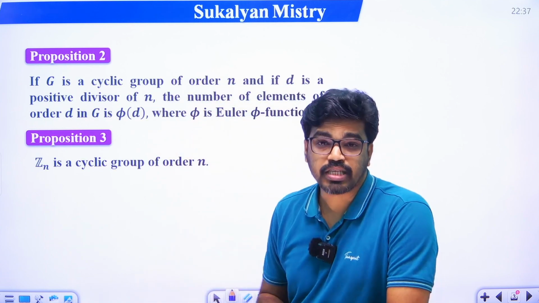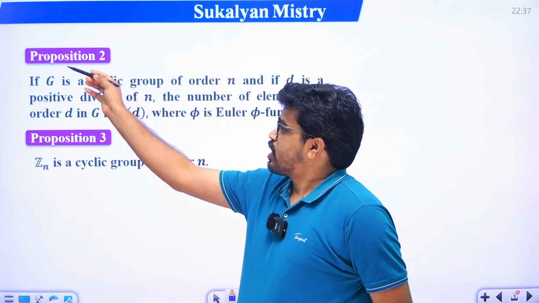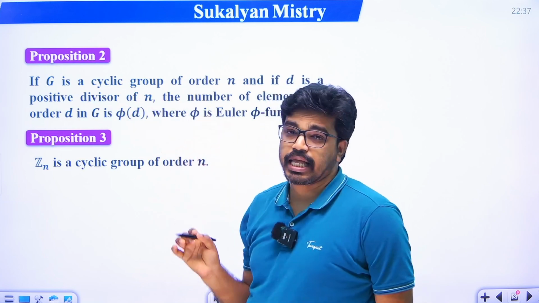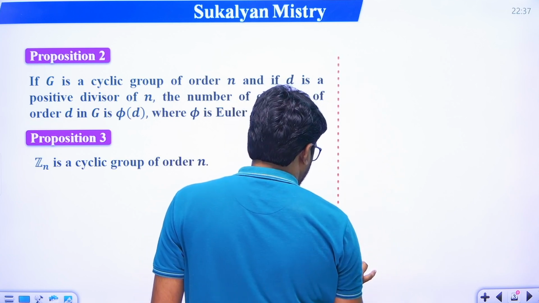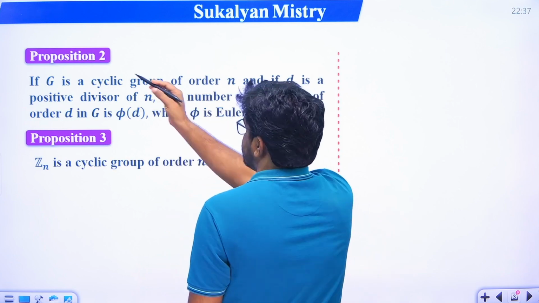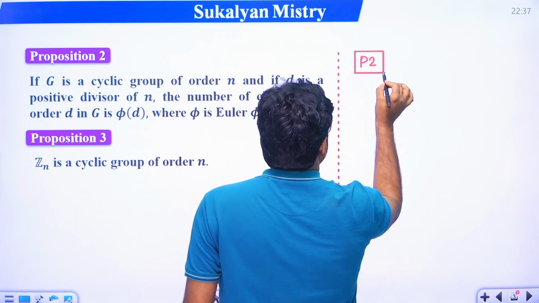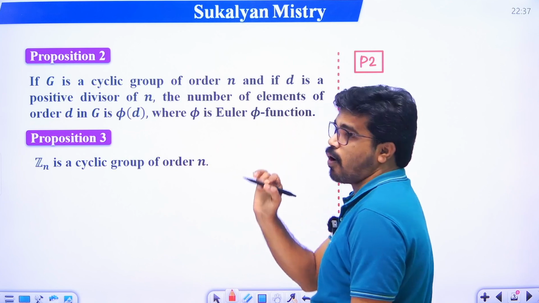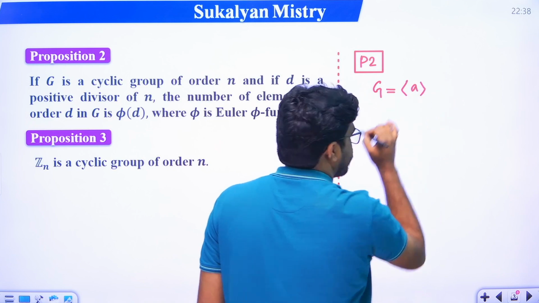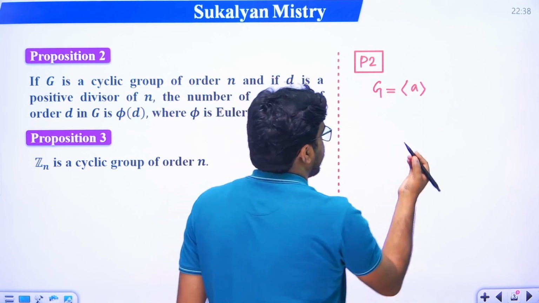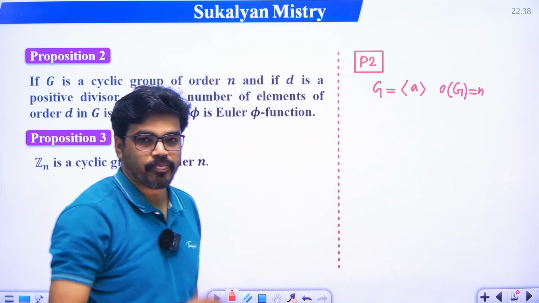this is the result for cyclic groups. It is a very important result. You can say, if G is a cyclic group of order n, so what is given here? Here it is given that G is a cyclic group of order n. This is proposition 2, or you can say result 2. Okay, what is given? G is a cyclic group of order n. Suppose G is a cyclic group generated by a. G is a cyclic group of order n. So the order of G is n. It is given the order of G is n, right?